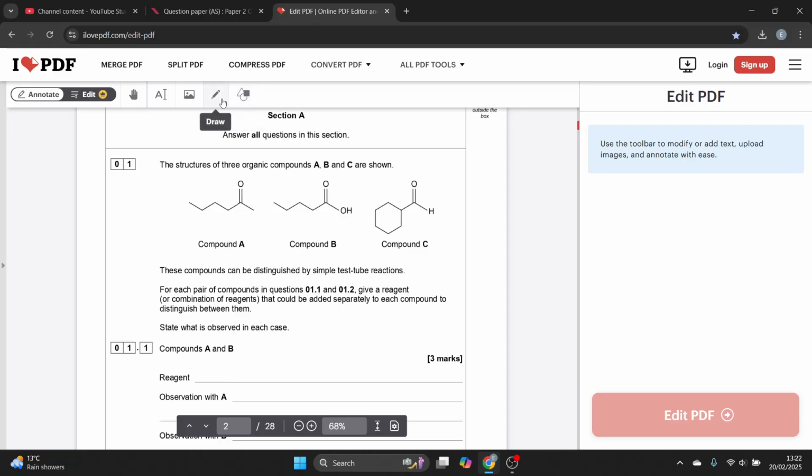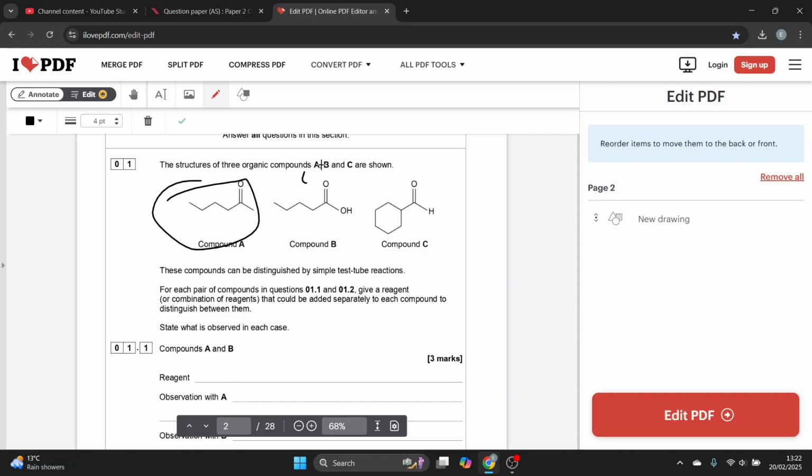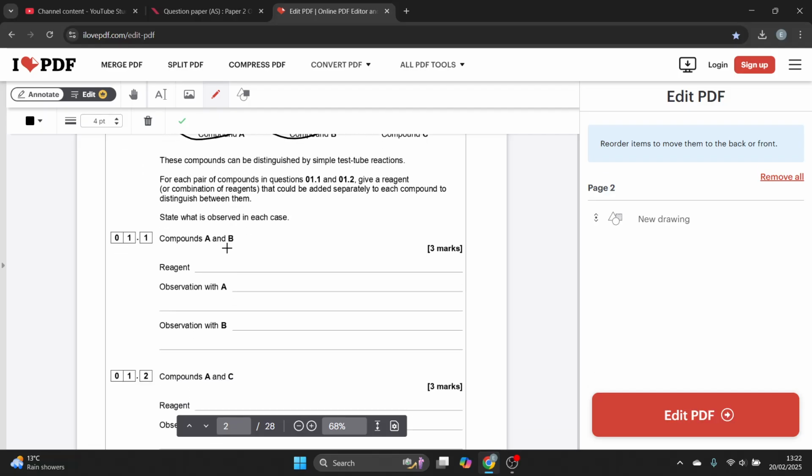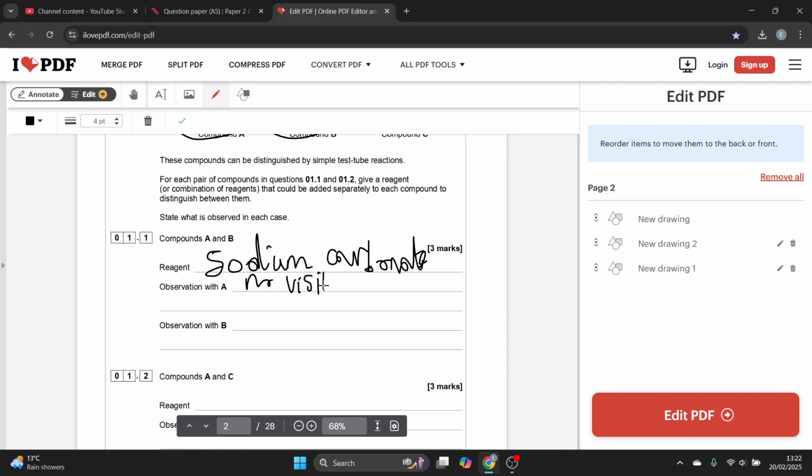So I've got compound A, compound B and compound C. I want a reagent or combination of reagents to distinguish between compound A and B. Well, B is a carboxylic acid, so I can just use sodium carbonate or hydrogen carbonate, any named carbonate. And the observation with A, no visible change, and with B, because it's a carboxylic acid, effervescence.